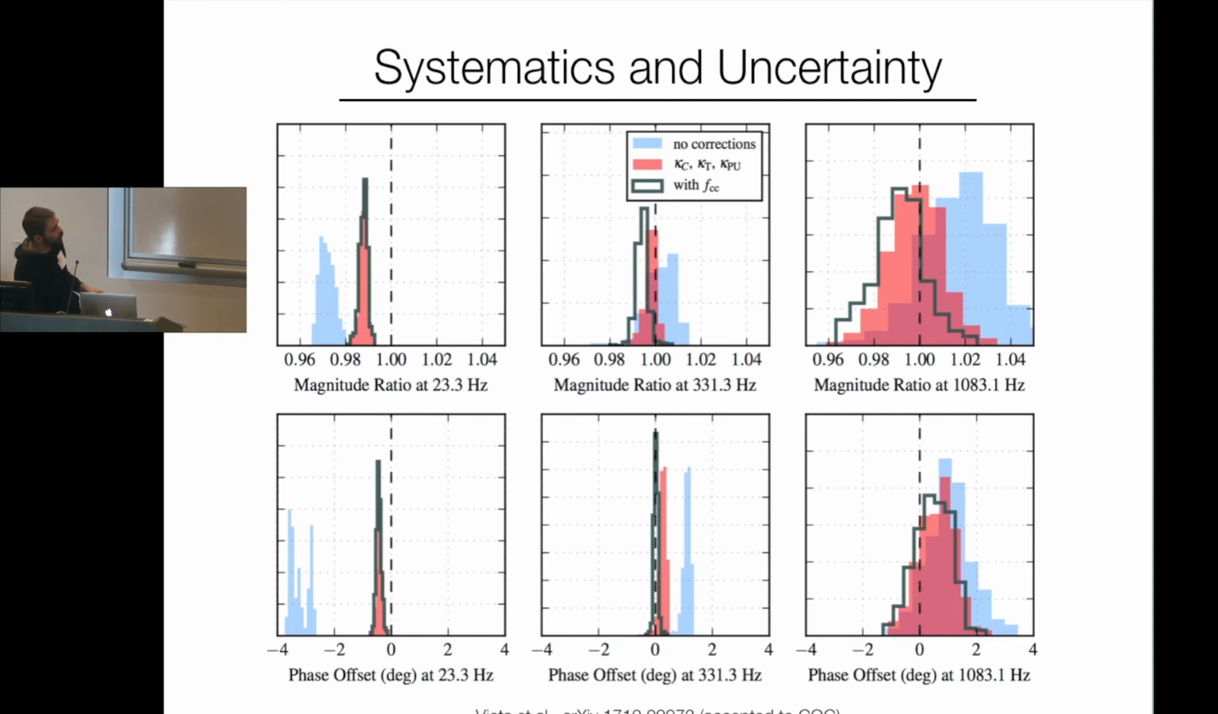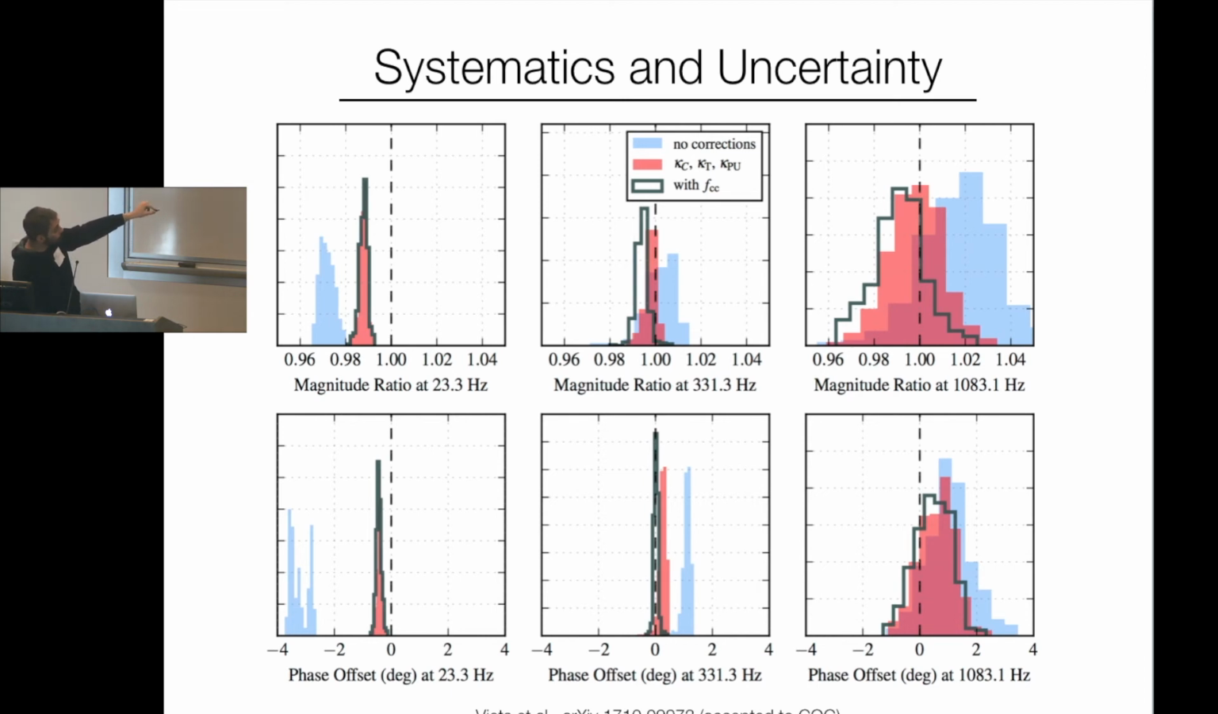I think this data was taken around January of 2017. So this is data around the binary black hole candidate from last January, 170104. This column right here is the line at 23.3 hertz. This column is the line at about 300 hertz, and this column is the line above a kilohertz. The top row is magnitude, and the bottom row is phase.